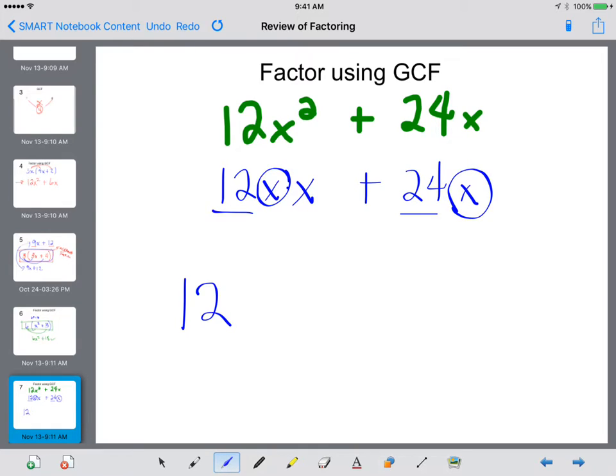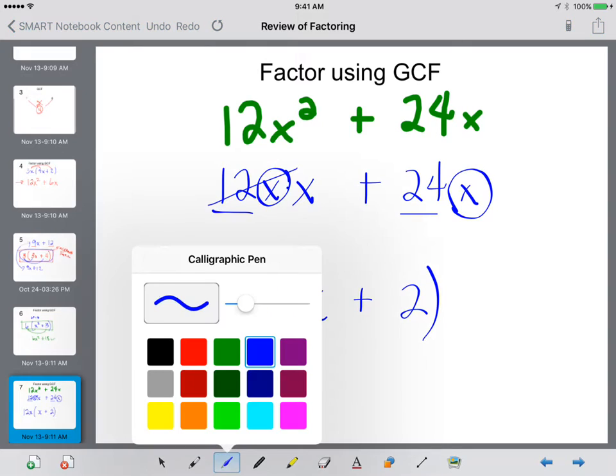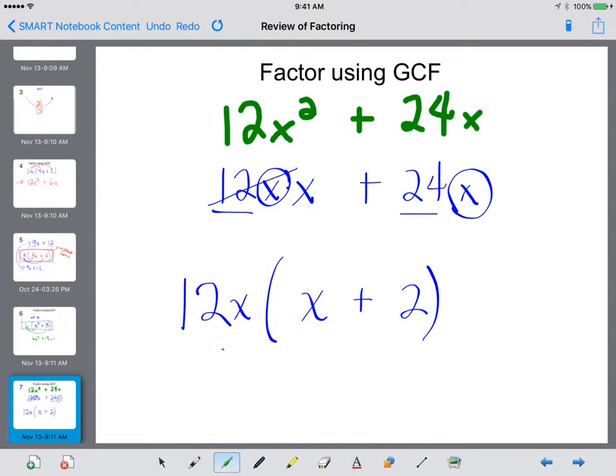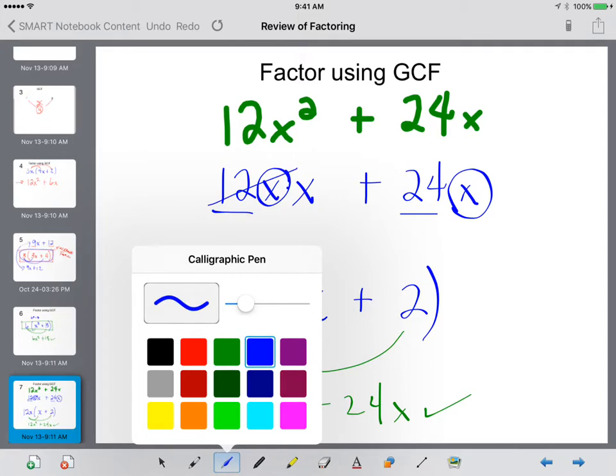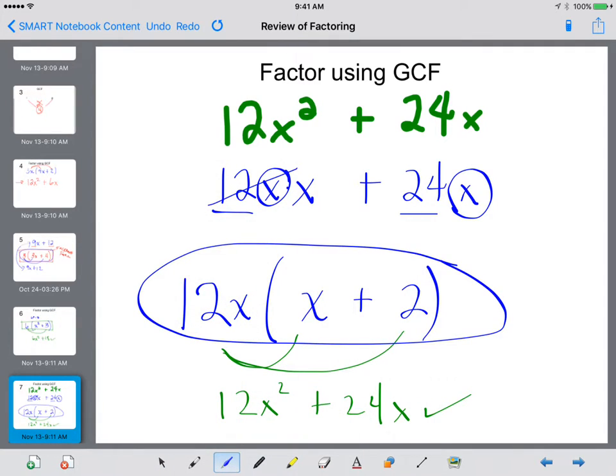So I'm going to factor that out with the 12x, and I'm going to leave it outside of the parentheses. If I take 12x out, I'm left with x. And if I took 12x away from 24x, well, 24 divided by 12 would be 2. Now again, you can double check your answer here. What's 12x times x? Well, that's 12x squared. And 12x times 2, well, that's 24x. It checks out. So we know that's my final answer.